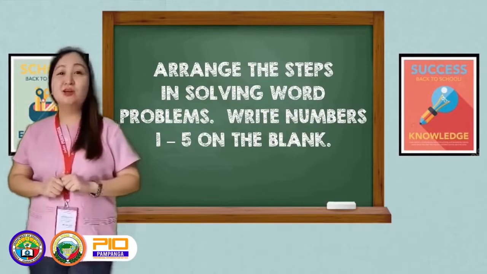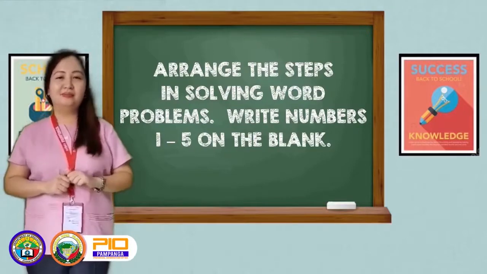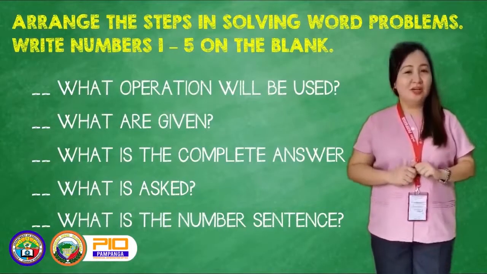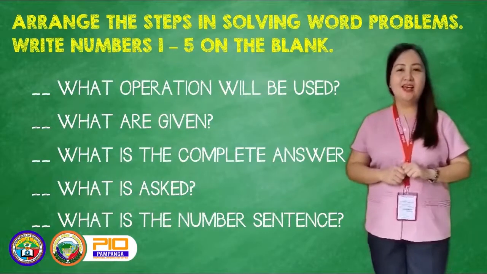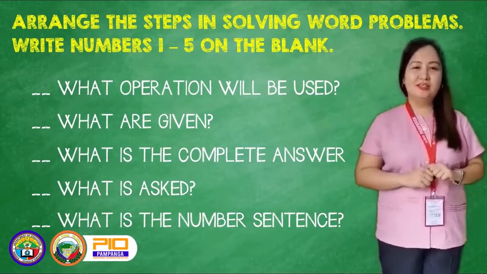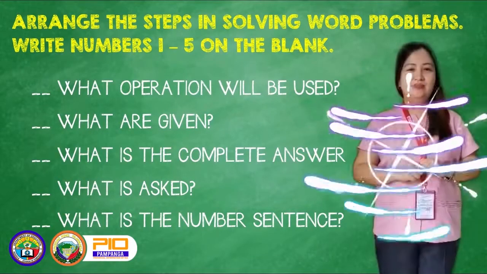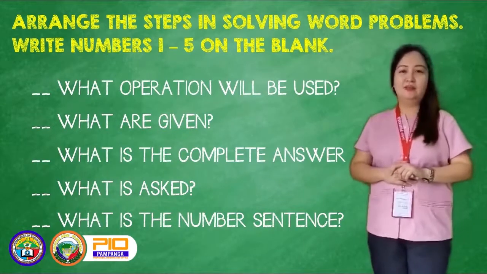Arrange the steps in solving word problems. Write numbers 1 to 5 on the blank. What operation will be used? What are given? What is the complete answer? What is asked? And what is the number sentence? Have you arranged it properly? Let us see the correct arrangement.